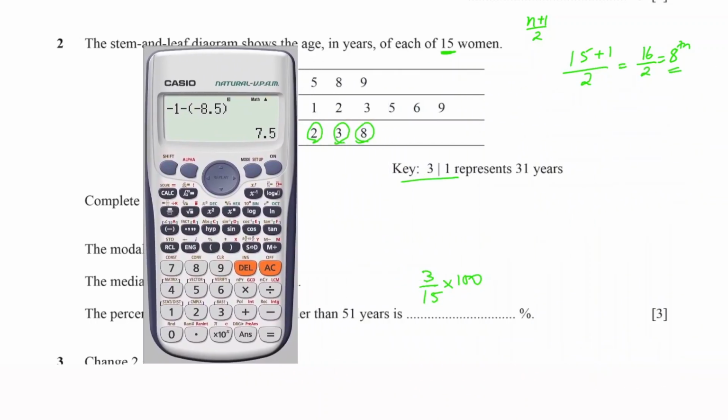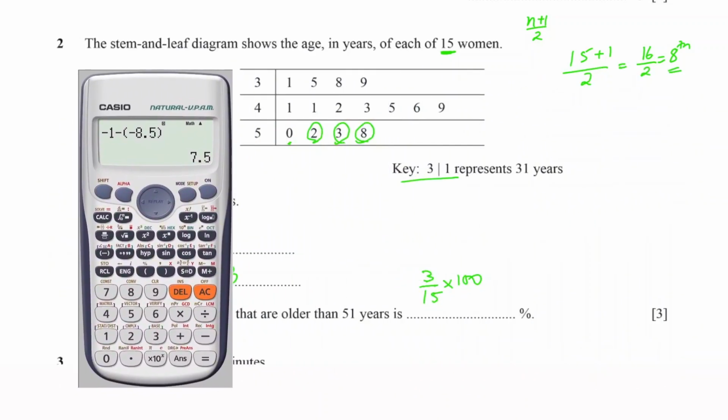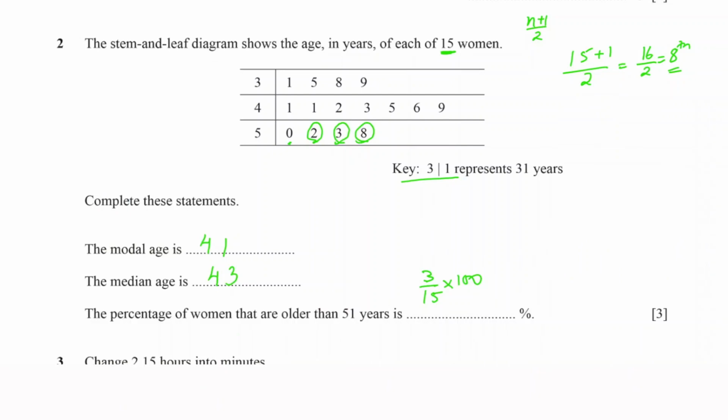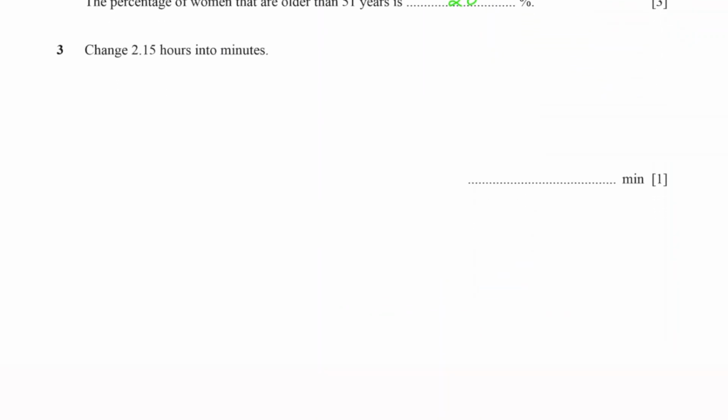So let's use our calculator now. 3 by 15 times 100 gives me the answer 20. So 20% of women are older than 51.